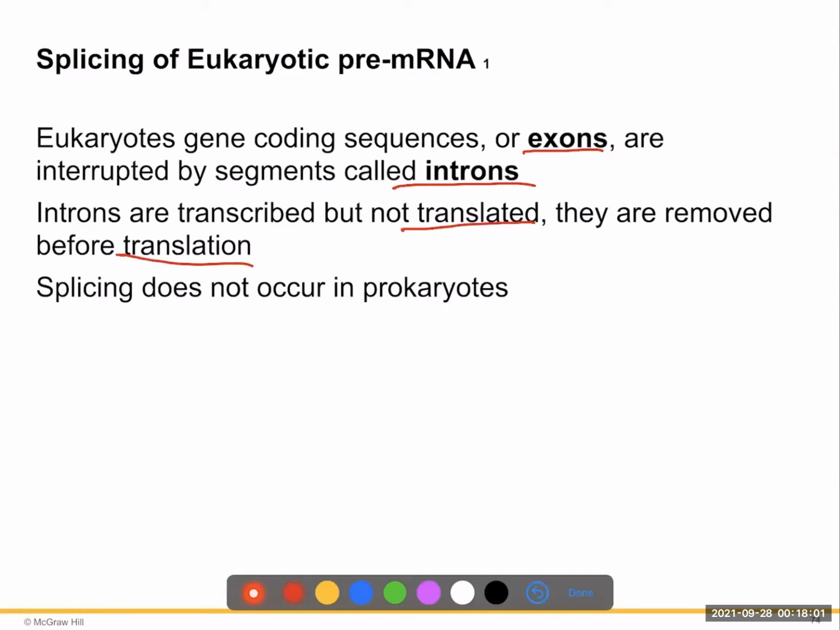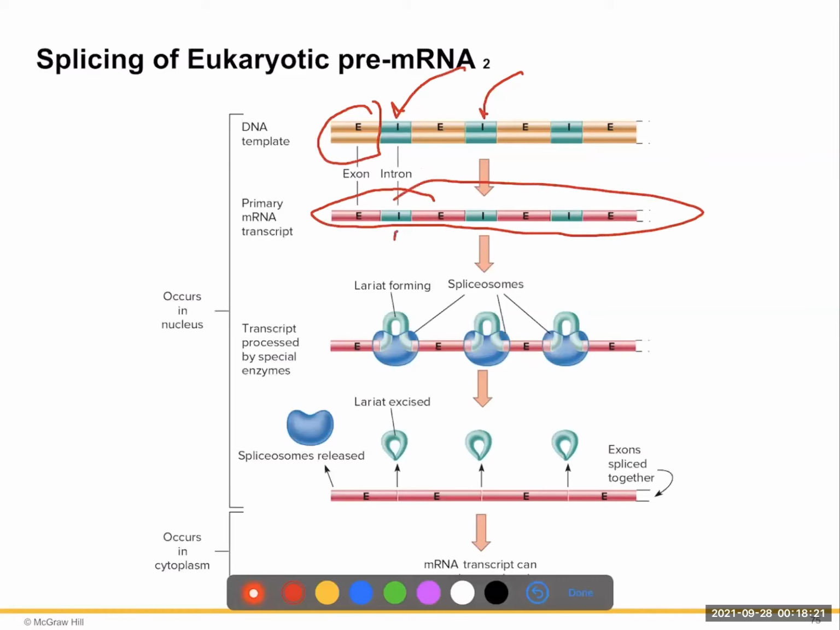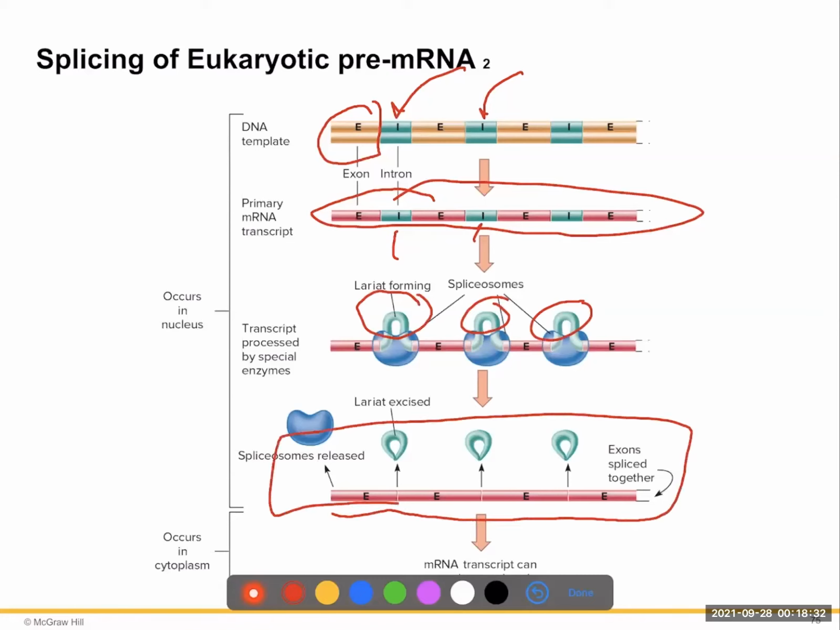Splicing does not occur in prokaryotes. They don't have this. Only eukaryotes have exons and introns. So this is your exon, which is your section of coding, and your intron is your non-coding section. This is a DNA template. Then you get your primary messenger RNA, which copies over the introns and the exons. And then the introns form a lariat and are forced out. They're looped and cut out. This puts the exons together, giving a functional messenger RNA.